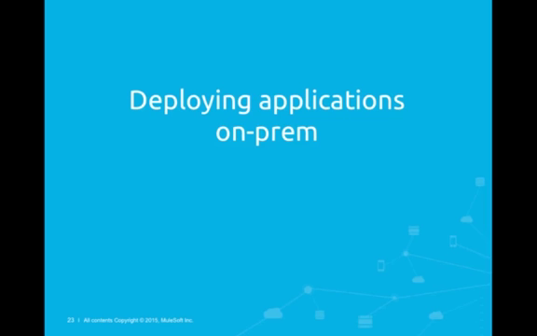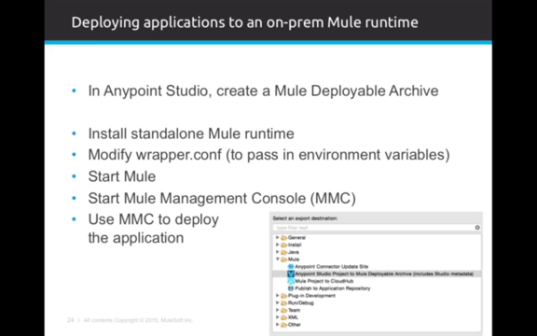Deploying applications on-premise. Next, we're going to be looking at deploying applications on-premise. We're going to use Anypoint Studio to create a deployable archive that we could pass off to a server. We're going to install the standalone Mule runtime on our machine. We'll talk about and modify a configuration file called wrapper.conf.